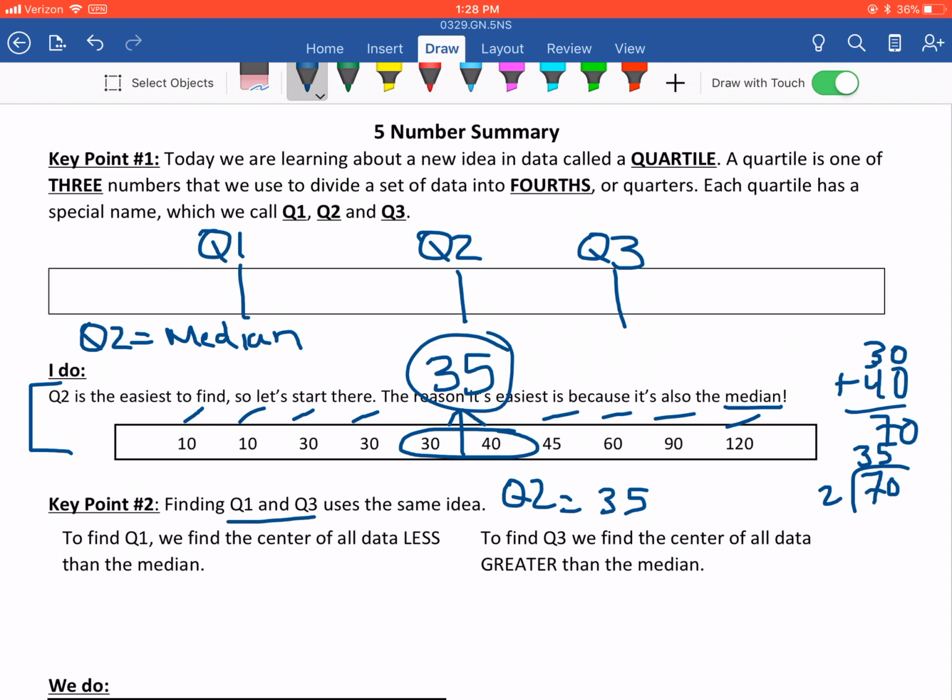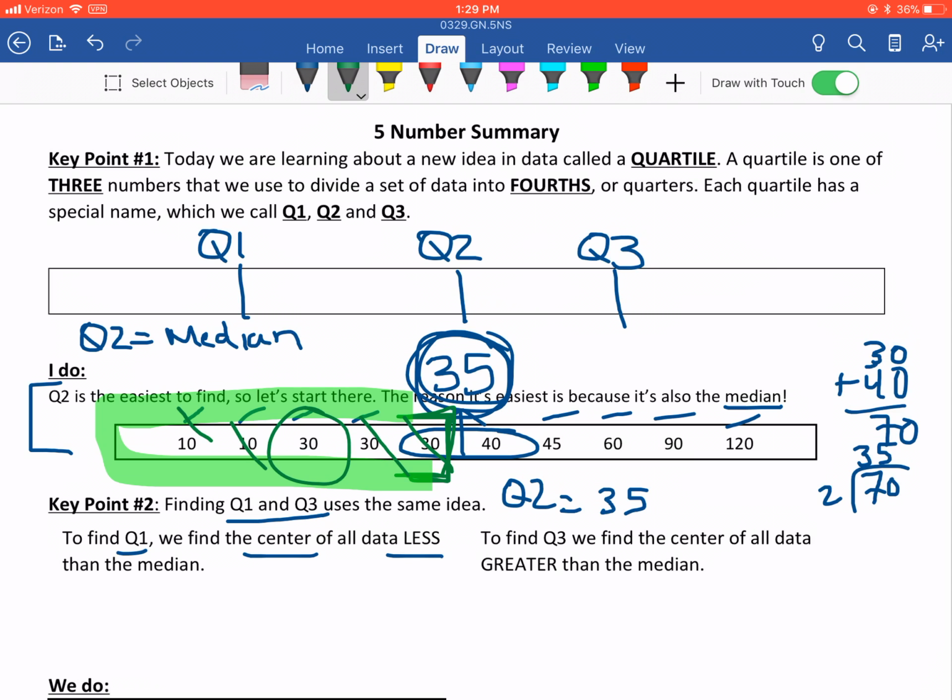Now Q1 and Q3 are a little bit different. Key point number 2: finding Q1 and Q3 uses the same idea, but it's a little bit different. To find Q1, we find the center of all the data that is less than the median. So 35 right here is my median. I want to look at all the numbers that are less, so I'm going to draw a little bracket here to cut off all the data less than 35. Now all I'm going to focus on are these numbers here, because these are the ones that are less than the median. Now I'm going to find the median of just these numbers. So I'm going to take away this one, this one, this one, and this one, and I'm left with Q1 equal to 30. So I found the median of all the data, and now I'm finding the median of just the smaller half.